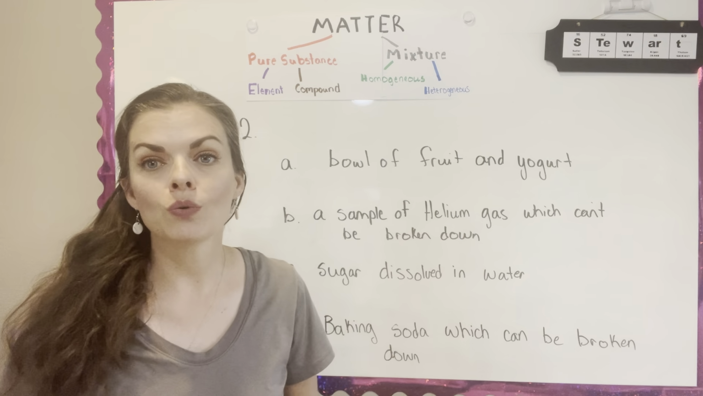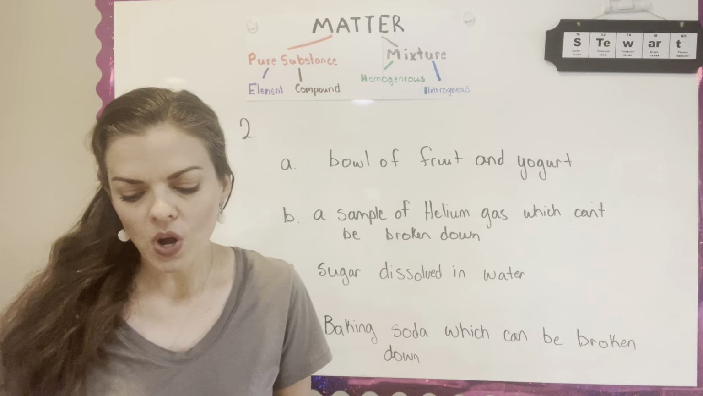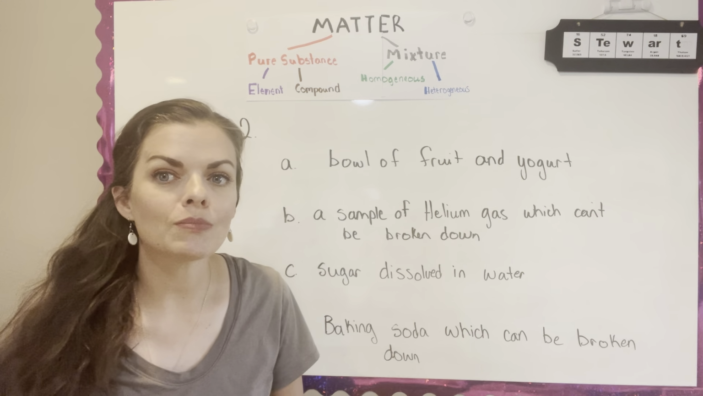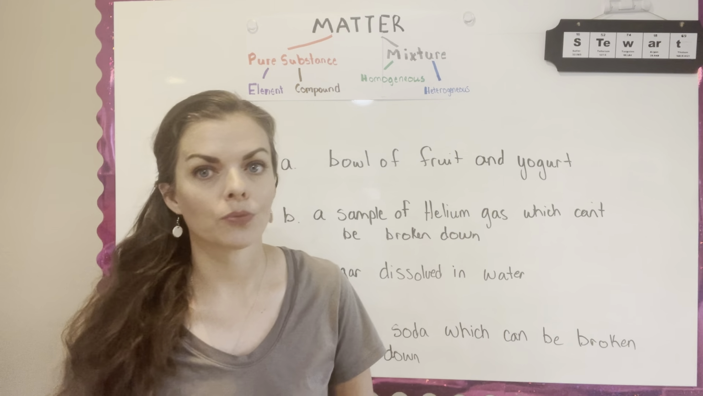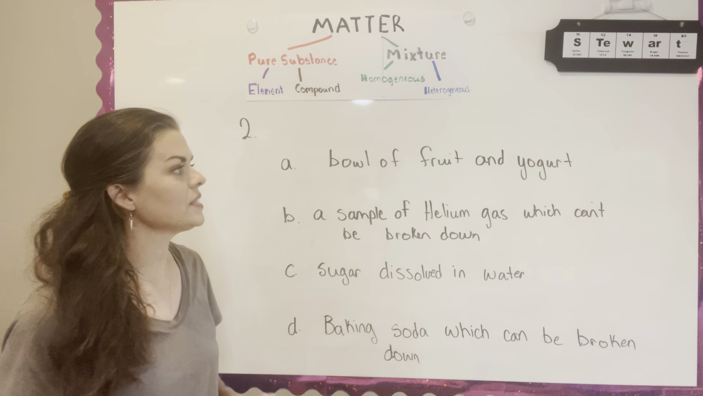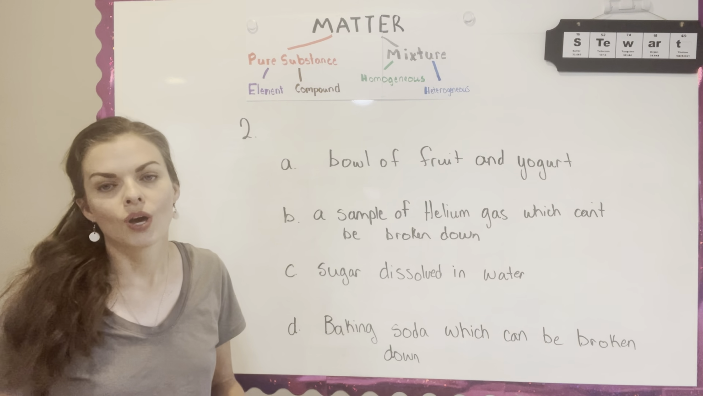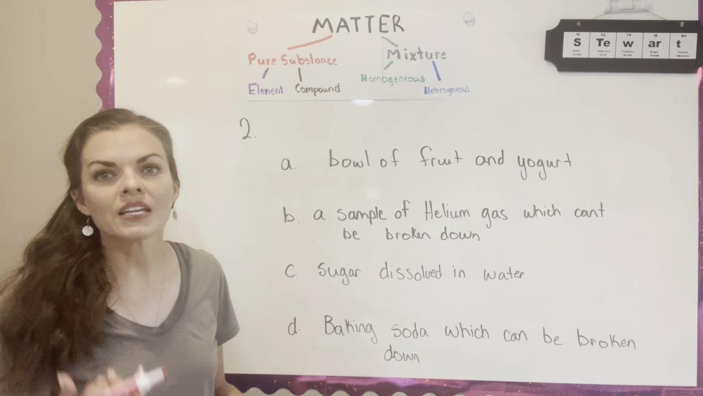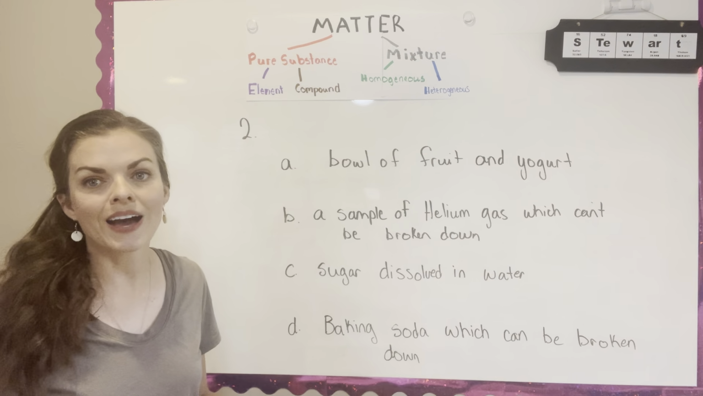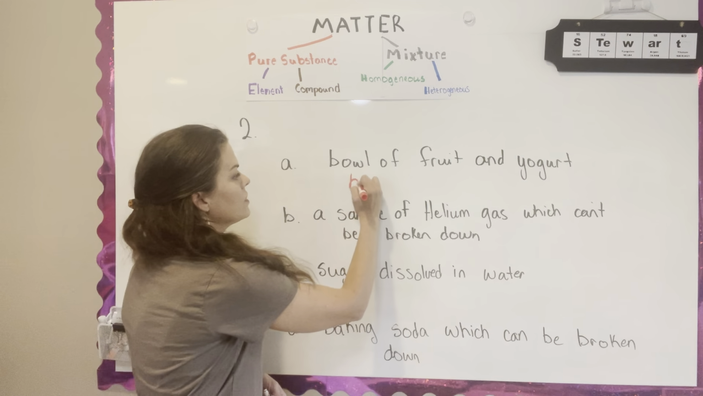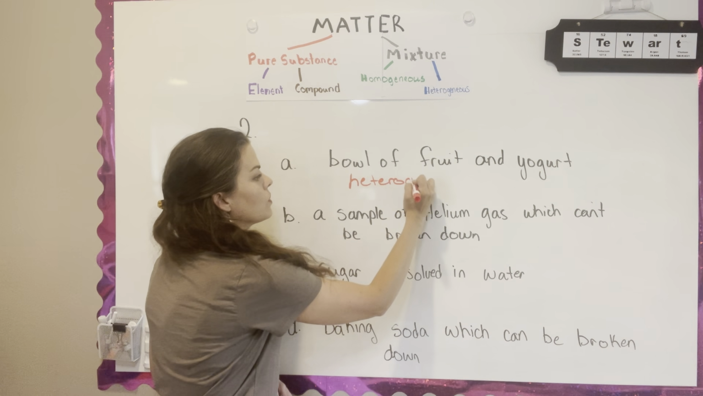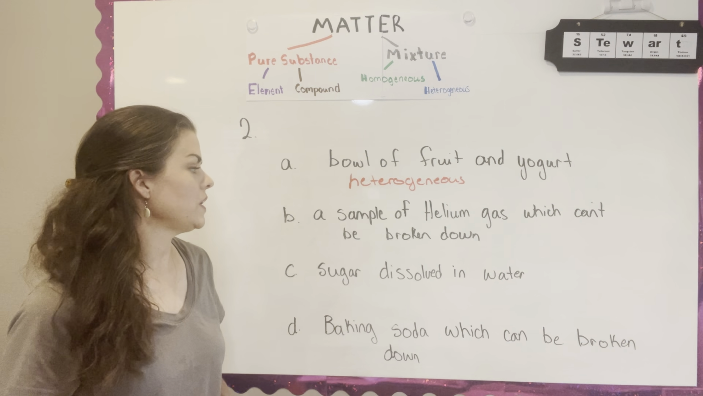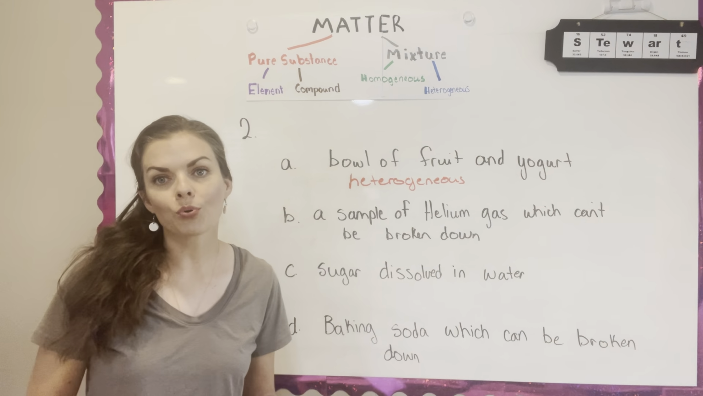But it gives you a lot of types of matter, and it wants us to classify them as an element, a compound, a heterogeneous mixture, or a homogeneous mixture. So part A says a bowl of fruit and yogurt. Well, this is not an element. This is actually a mixture, and this is a mixture that I can see all the different parts in, and it is not the same throughout. So we call this a heterogeneous mixture.